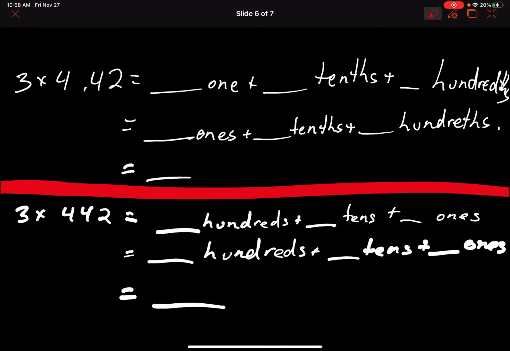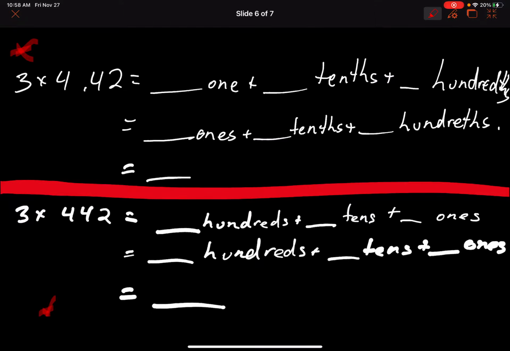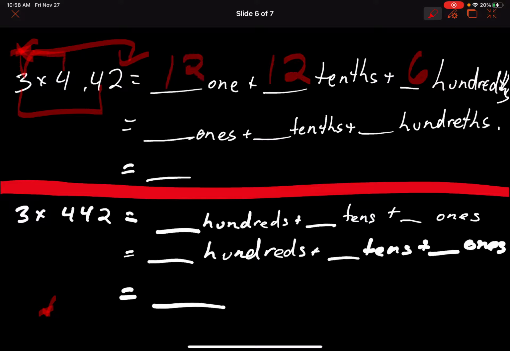All right, so moving along, I want you to think about what is similar and what is different between these two ways of multiplying, okay? And I want you to just do this right now, so pause, please. All right, so again, I'm just going to do them one at a time. So I have 6 here, I have 12 here, and I have 12 here. So I have 6 hundredths, 12 tenths, and 12 ones.